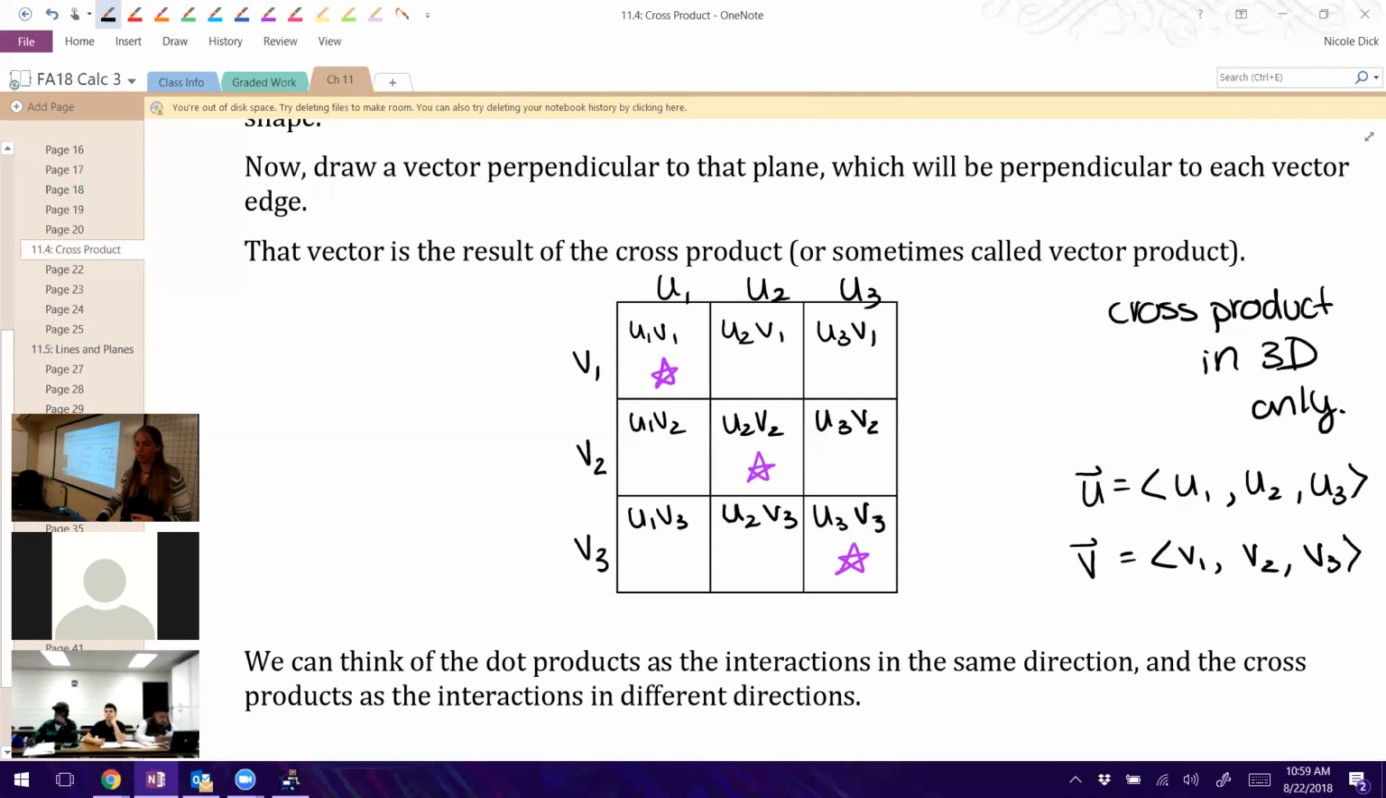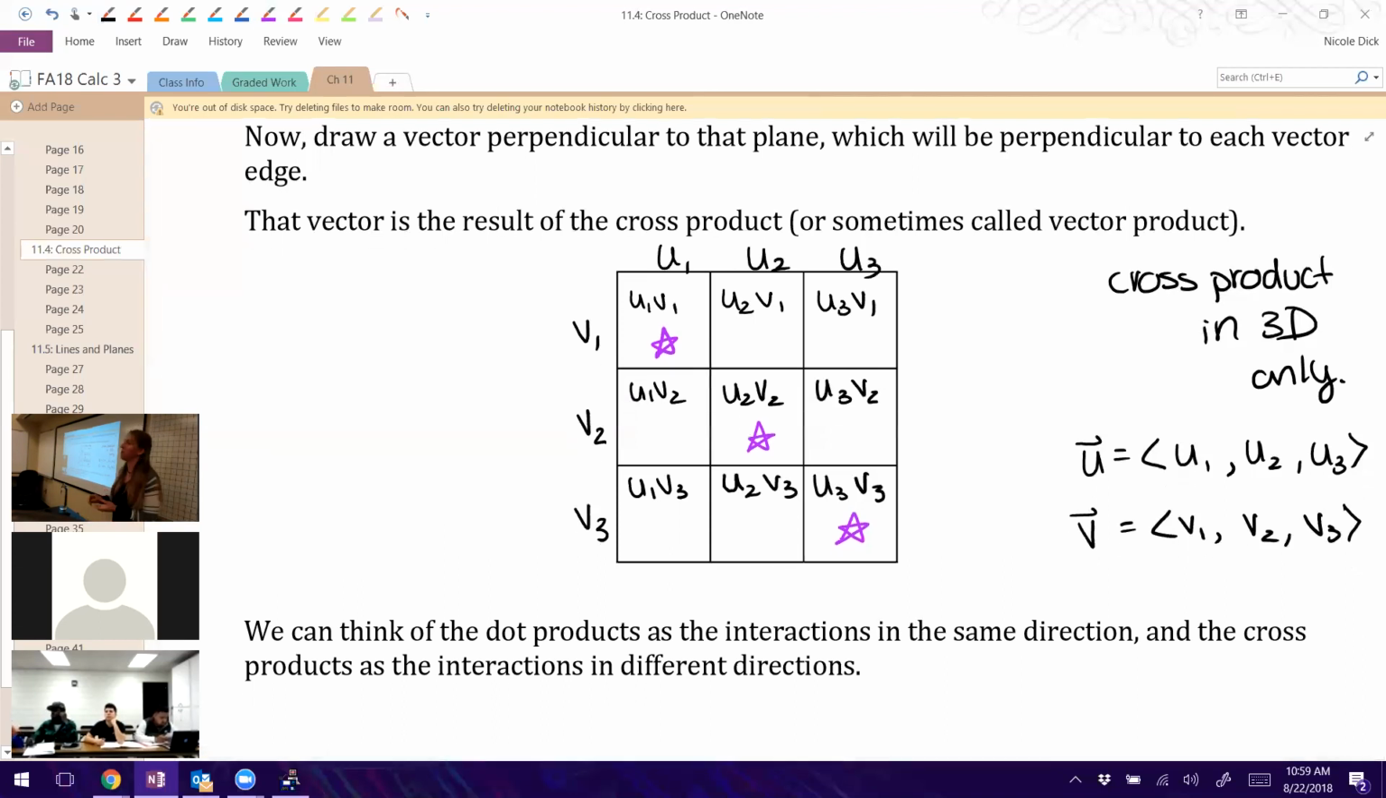The guy in the book talks about interactions in the same direction or different directions. The dot product's job is to take care of all the like parts, things in the same direction: v1 and u1 both in the x direction, u2 and v2 both in the y, and both in the z. What the cross product does is look at the interactions moving in different directions. So u2 is a change in the y direction, but v1 is a change in the x direction. If we're trying to match up different components, we need a different way of dealing with that, and that's the cross product's job.